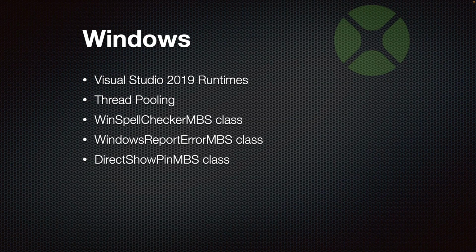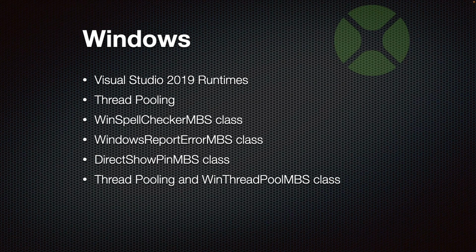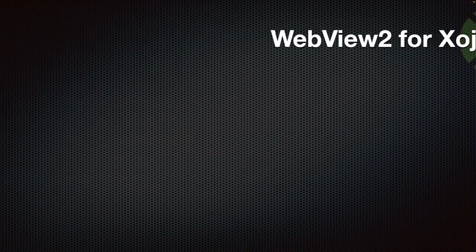Then we got for our DirectShow classes, which we use to connect to webcams, a new pin. So if the webcam has more than one output port, we can also get just the audio from the left or right side, or if it has 2 cameras, pick which one. And for the thread pooling, I also added a class where you can control how many threads the plugin is allowed to create.